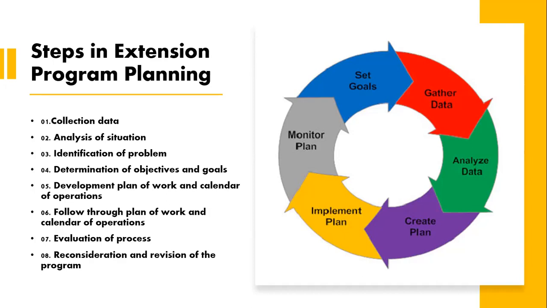So therefore there are 8 steps: data collection, analysis of the situation, then identify problems. To solve the problem, we define the objectives and develop the work plan and the calendar of operations, and then we implement. After implementation, we evaluate that process. If it is okay, we can stop. If it is not okay, we re-implement, redefine the objectives, and go again with a new approach to solve the problem. That is called reconsideration and revision of the program. These are the 8 steps. Please keep this in mind.